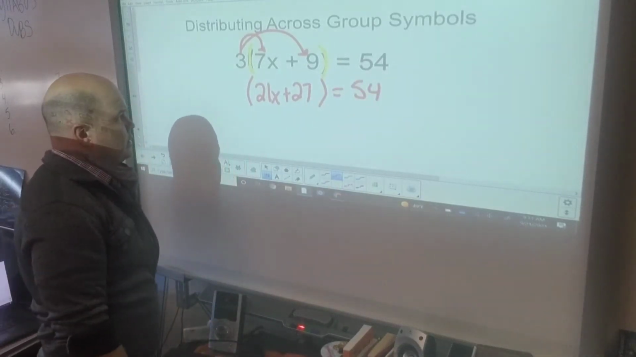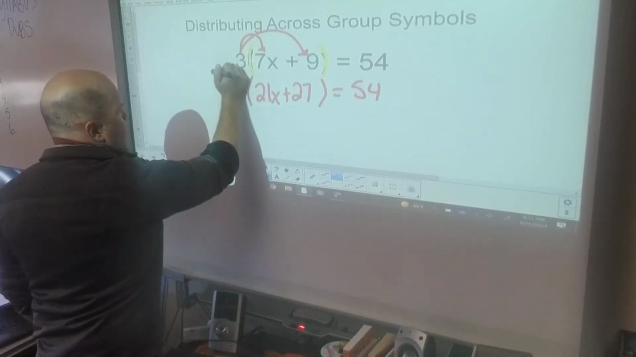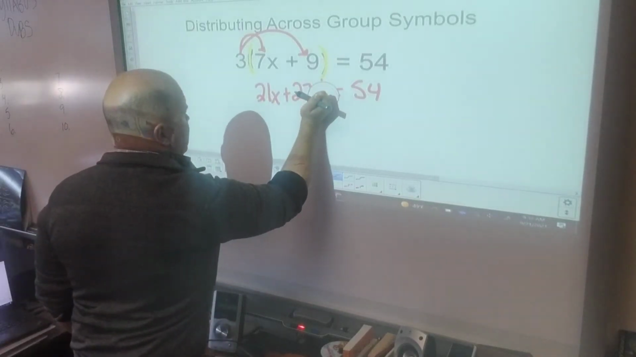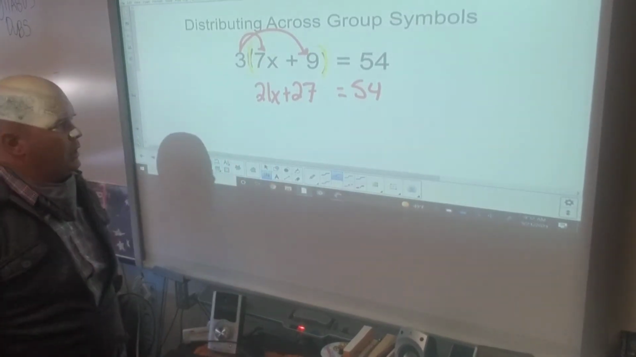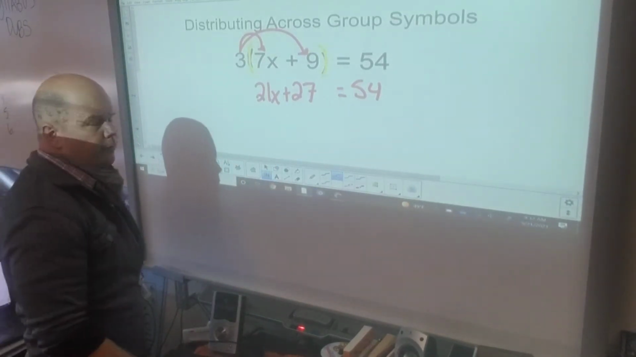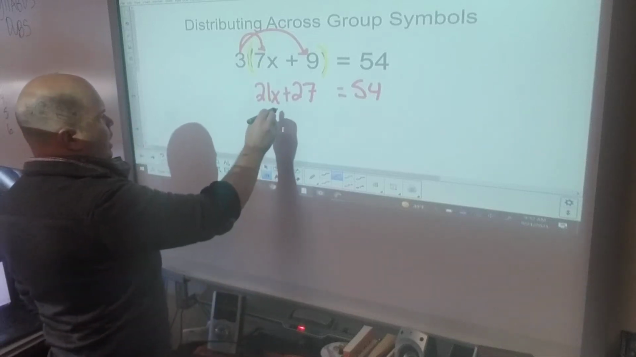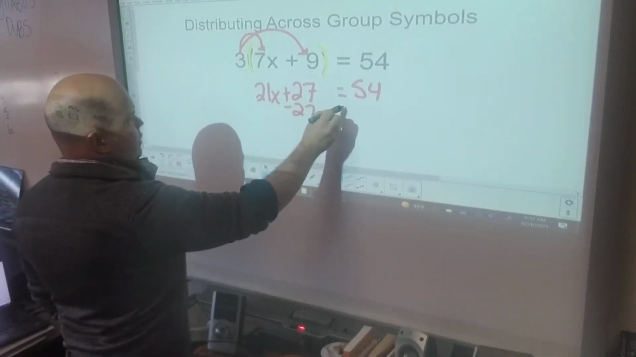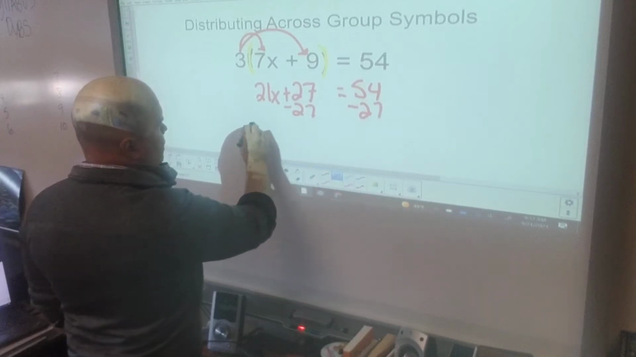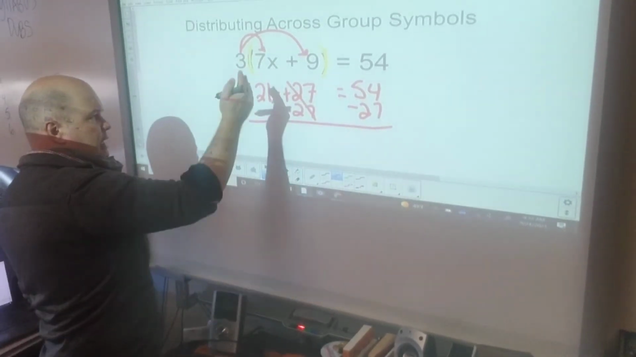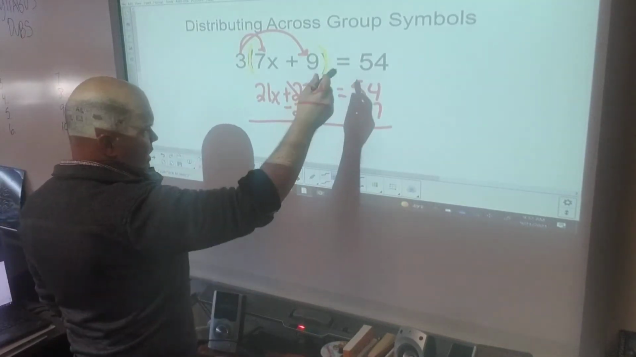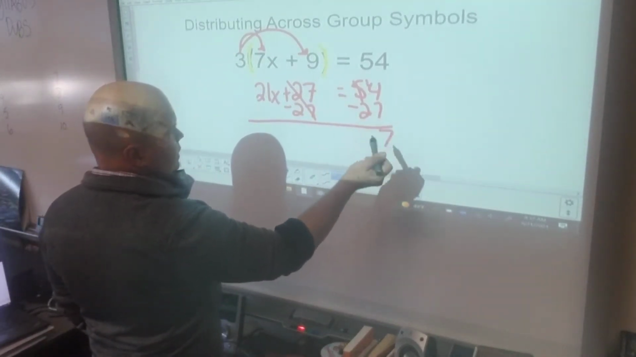And the nice thing is, now that I've done that, my grouping signs just go away. So now I have an equation that I can just solve. 21x plus 27 equals 54. So if I was going to solve that then, I need to move my 27 by taking its opposite. That goes away. And the reason I start on that side is that's the side my variable's on. And then I'm just going to finish it off from here.